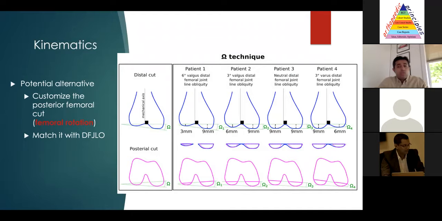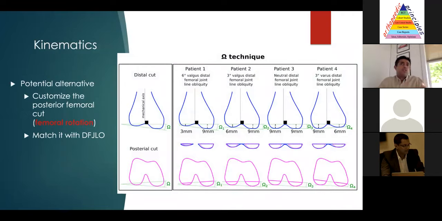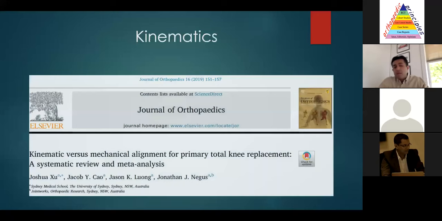So now your distal femoral joint line obliquity is shown in blue with four different variants. Whatever you make your distal femoral cut, you assess that, and eventually you end up matching that with your posterior femoral cut. So yes, your posterior femur is cut in internal rotation compared to the mechanically aligned knee, but at least you're matching your resection depths purely on a bony principle, and you see what the patellofemoral kinematics are.